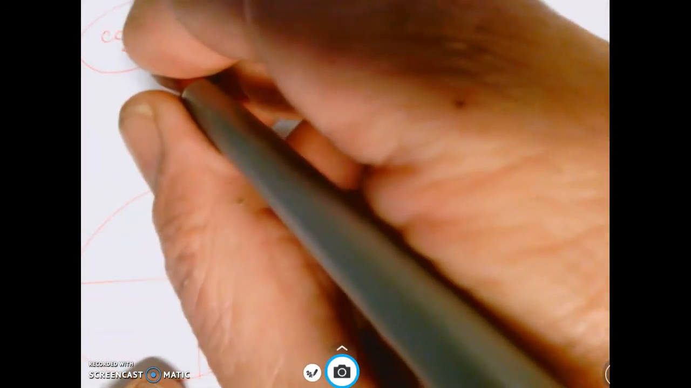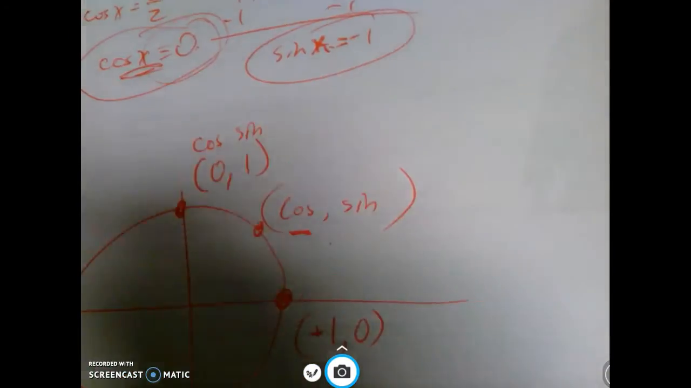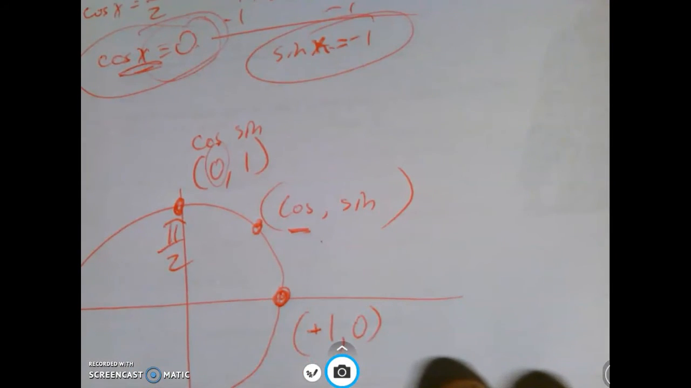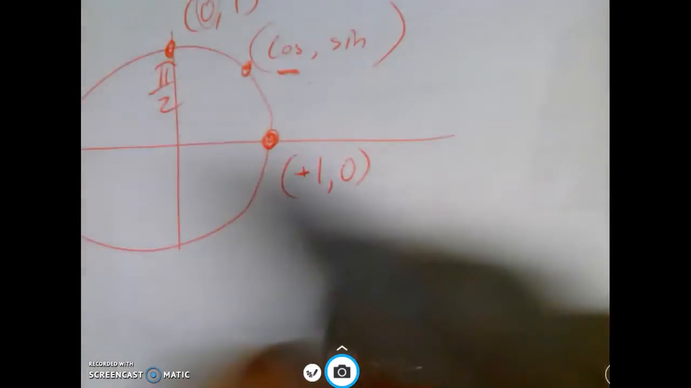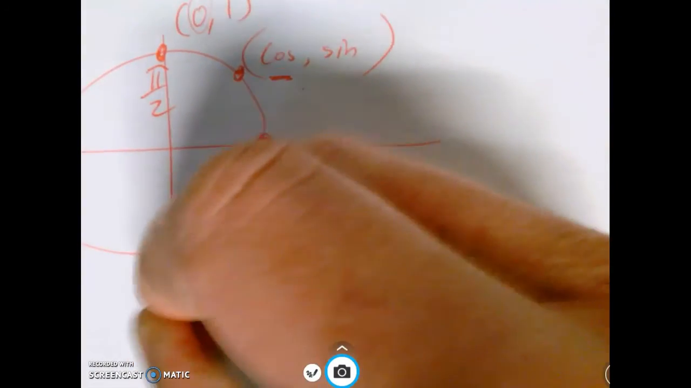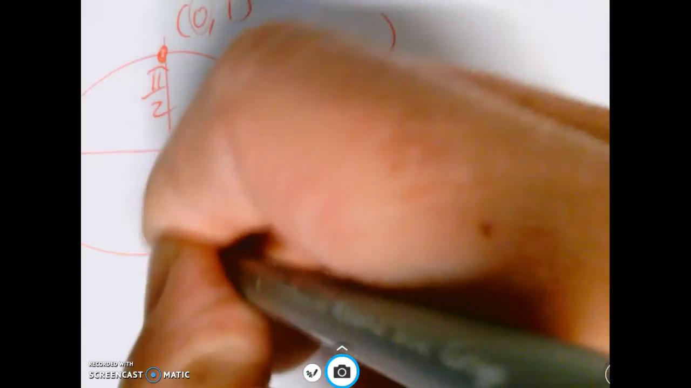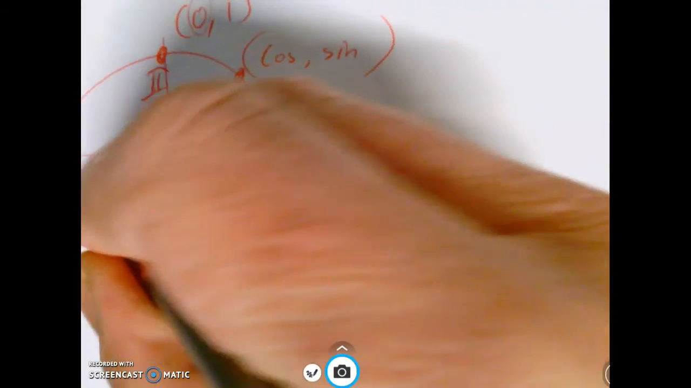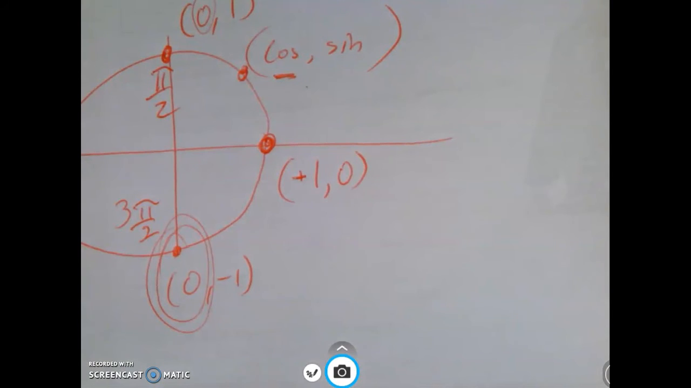So when is cosine of x equal to 0? At what coordinate do you have a 0? That would be up here, at pi over 2. And there's also another location down here. 0, negative 1. That's again a place where your cosine would be equal to 0. And that's 3 pi over 2. So those two locations.